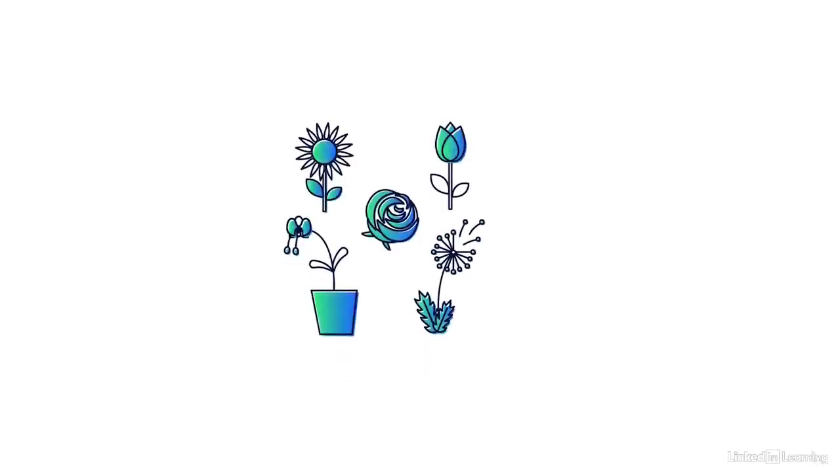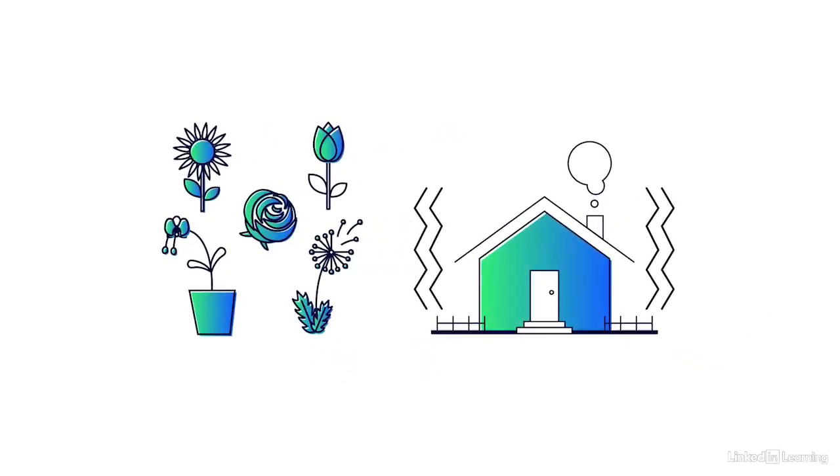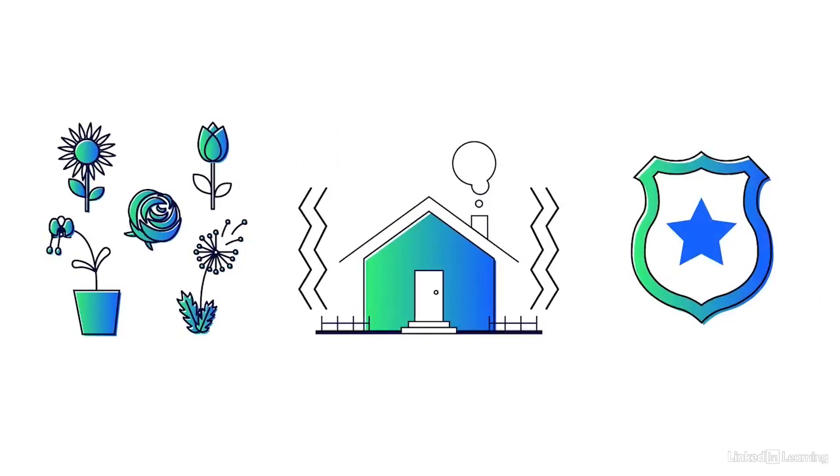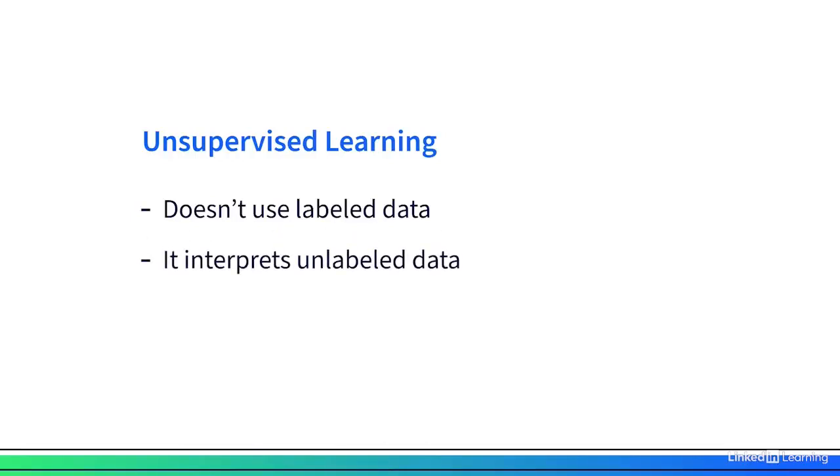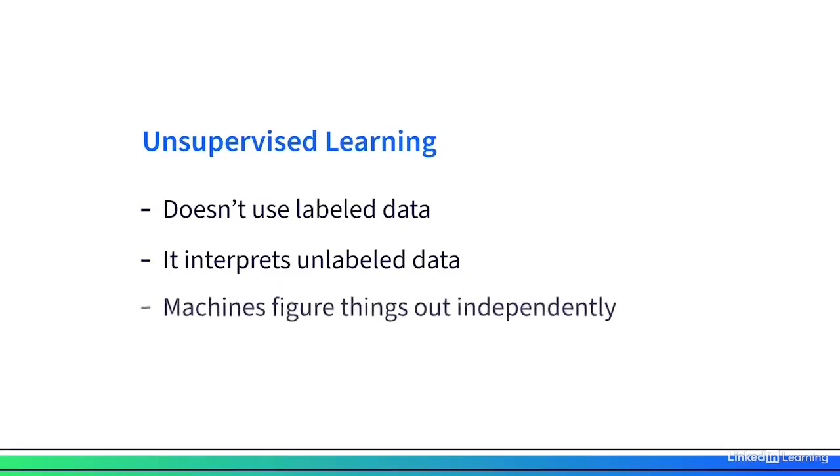You've learned how to solve classification and regression problems with supervised learning using real-world examples. Machines also learn using another machine learning technique called unsupervised learning. If you recall, unsupervised learning doesn't use labeled data to teach the machine. Instead, it groups or interprets unlabeled data. This form of machine learning creates the most buzz and excitement because the machine has to figure things out independently.